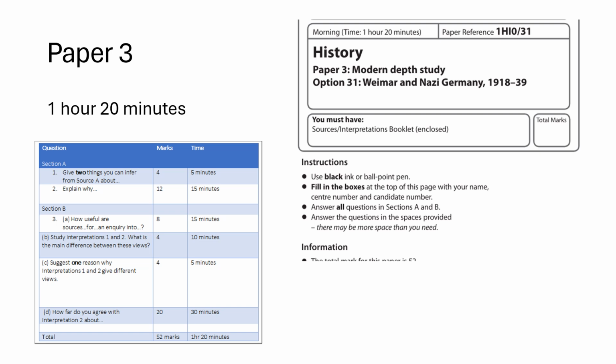So paper 3 is Weimar and Nazi Germany. It's going to be 1 hour and 20 minutes long, and if you look at the screen in front of you, you can see the breakdown of how long you should spend approximately on each question. The most amount of time you're going to spend is going to be on 3D, so make sure that you allow yourself 30 minutes in the exam to answer that question. It's worth the most number of marks, so it's your 20 marks plus your spelling, because you've got your 16 plus your spelling and grammar.